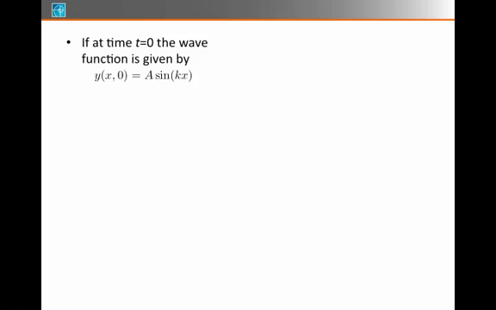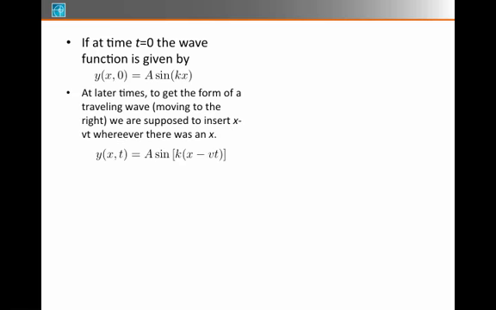If at time t equals 0, the wave function is given by y of x and 0 is equal to A sine of kx, then the way we create a traveling wave is to replace that variable x with the combination x minus vt. So just mentally, look at this x right here, cross it out, and put in x minus vt, and that's what I did in the next line down. Now I have the wave function for the traveling wave.